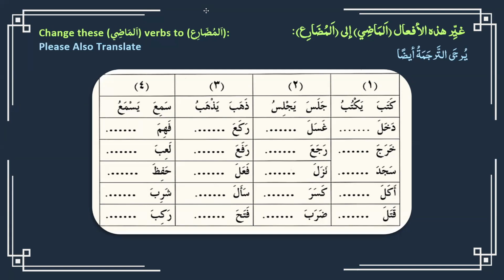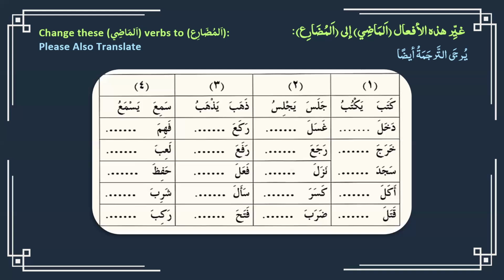Okay. Number 3 and 4 for brother Subhan. If you want to just try it, if it cannot, it's okay. We'll pick somebody else. Try to change these into the mudare. I may not know some meanings, but I'll try this one. That's okay. Raka'a means to bow down. Change these based on the example, which is written right up top.